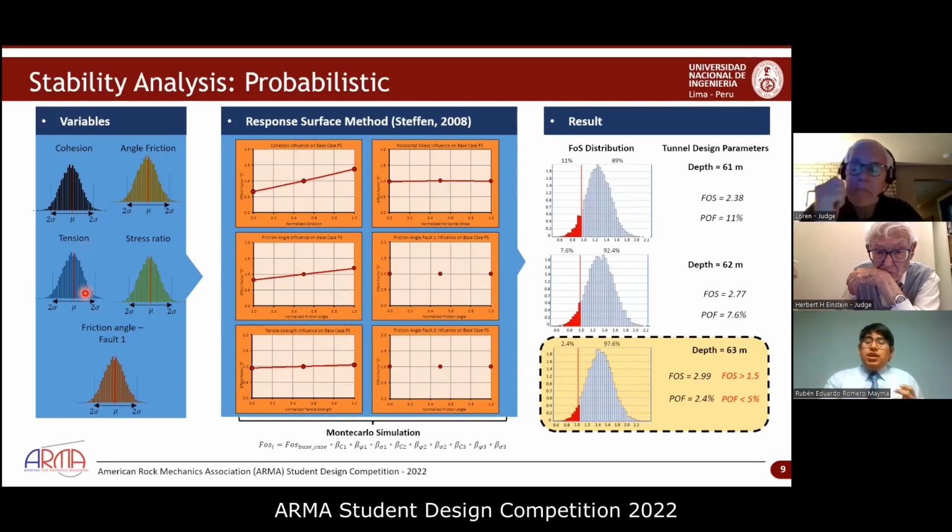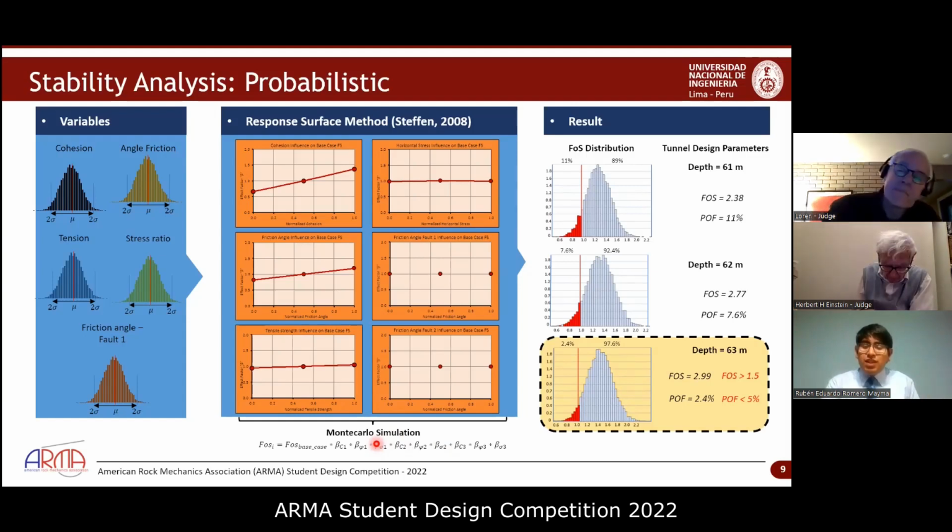From the results, we can see that only the cohesion and the friction angle of the rock mass have influence on the resulting factor of safety, while the other parameters like this have no significant effect, which can be observed as horizontal lines. Then we used the Monte Carlo sampling technique, or Monte Carlo simulation, to run 1,000 iterations for each case and obtain a different probability of failure for each depth.